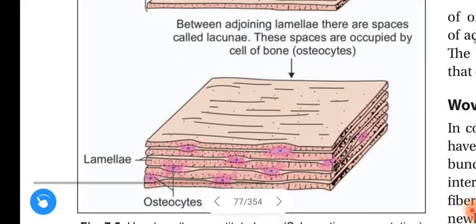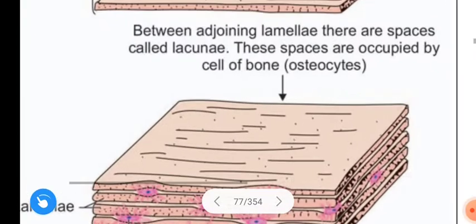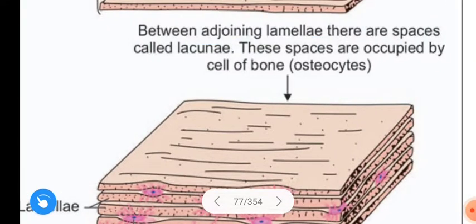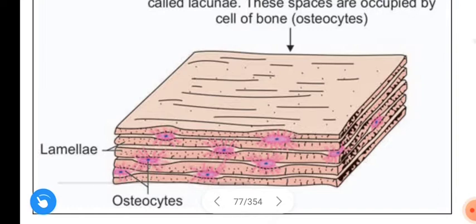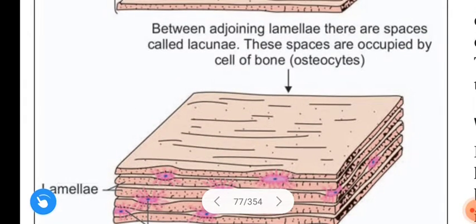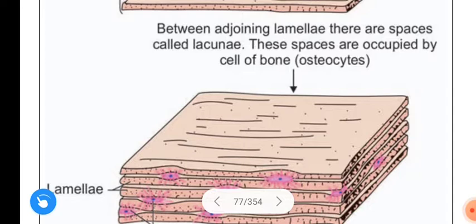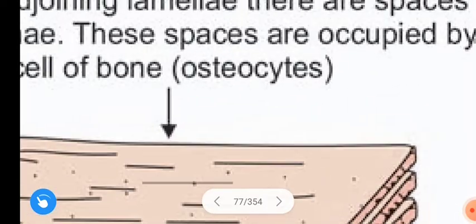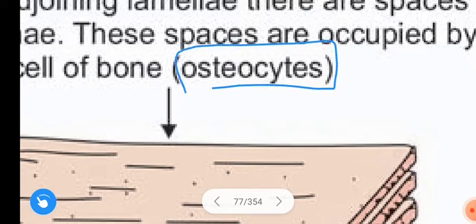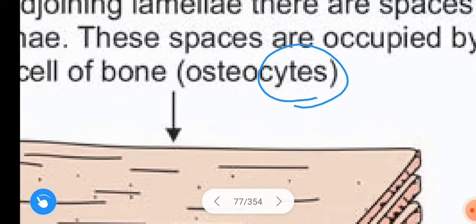Next, see this figure. Between the adjoining lamellae, there are spaces called lacunae. These spaces are occupied by cells of bone. We call them osteocytes. You have to remember these cytes; blasts are something else. These spaces are occupied by osteocytes.